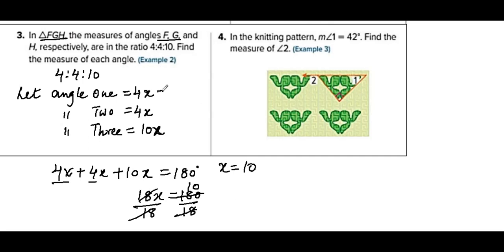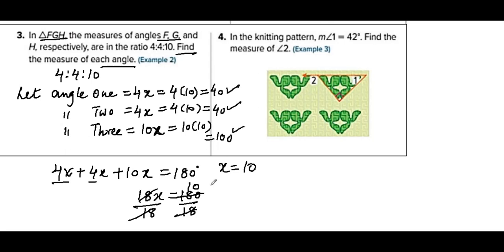Therefore the first angle is 4 into 10, next is 4 into 10 because x is 10, and this is 10 into 10. How much are we getting? 40, 40, and 10 into 10 is 100. So these are the three angles. They said find the measure of each angle. So your answer is 40, 40 and 100 because x is 10. Now look at question number 4.